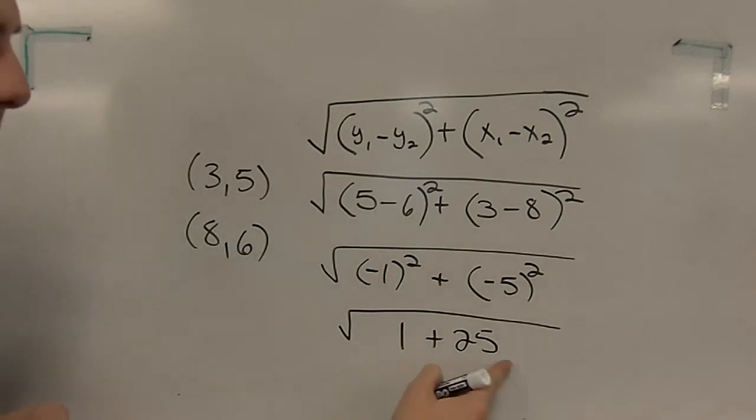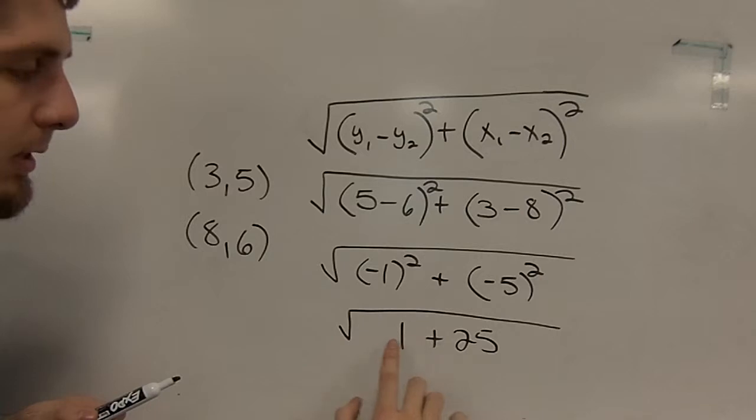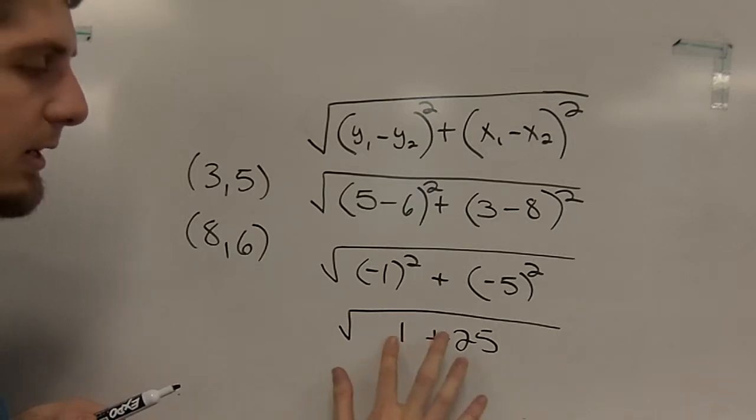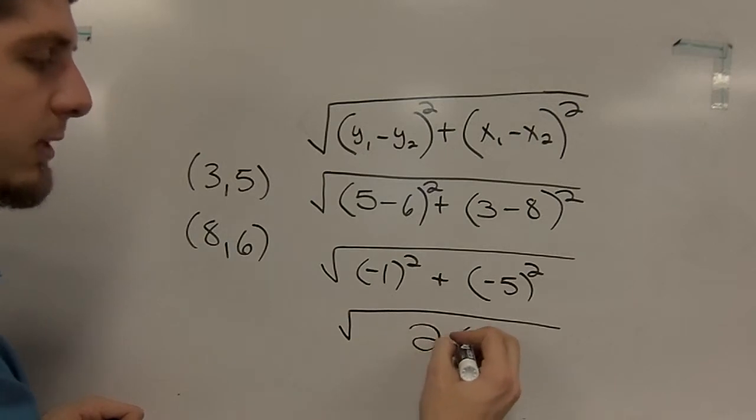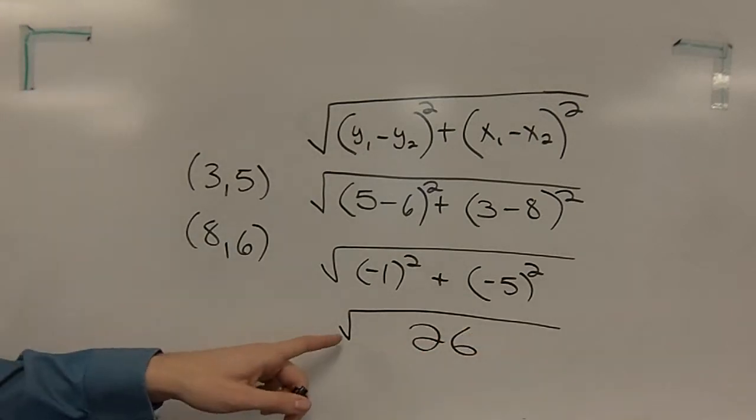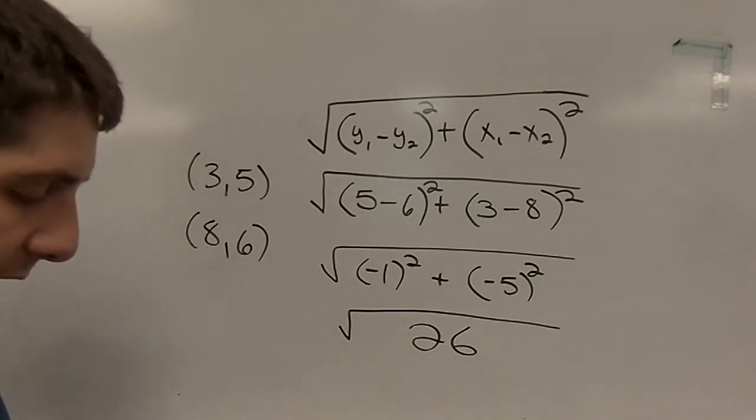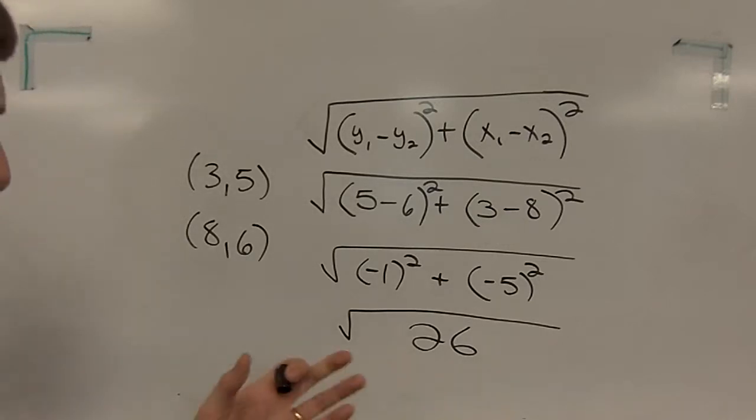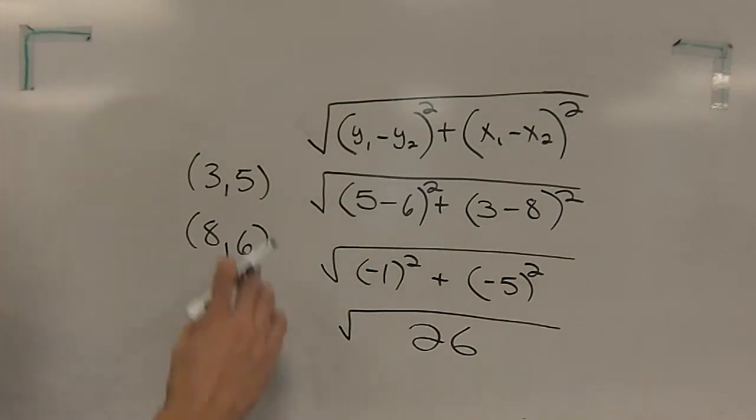Add these together. 1 plus 25, because I'm running out of room, I'm just going to erase this. 1 plus 25 is 26. And so to finish the distance formula, I would take the square root of 26, which is about 5. It's not exactly 5, it is about 5. You get 5 point something if you do it out and get the exact answer. So the distance between these 2 points is about 5.